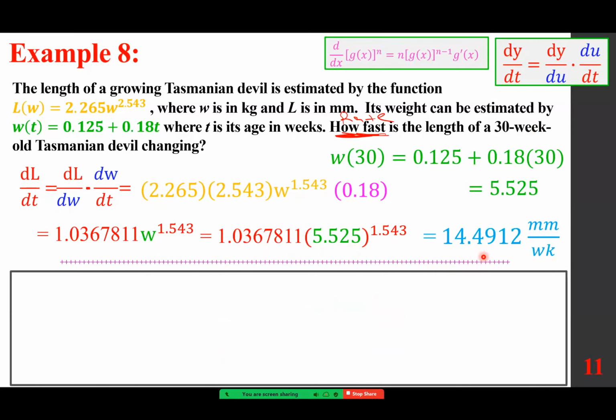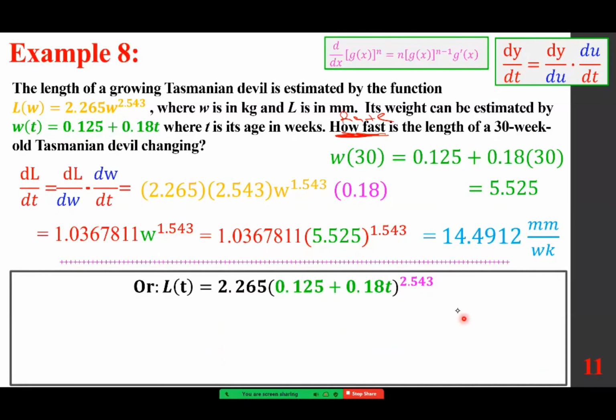Now, you can find L as a function of T, which means replace the W with this, and then differentiate that. If you remember, this is Leibniz's notation. This is finding the composite function. And if you do that, then L prime or dL/dT, we write this number.